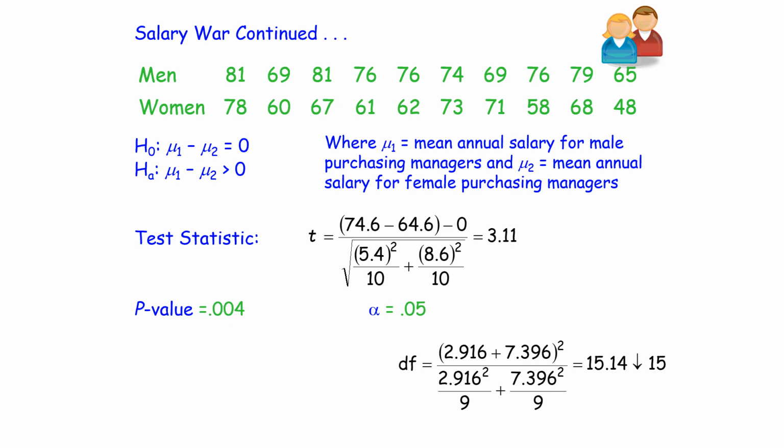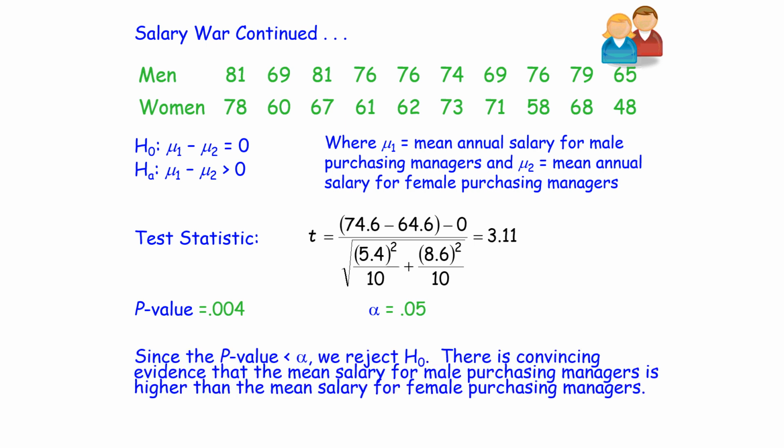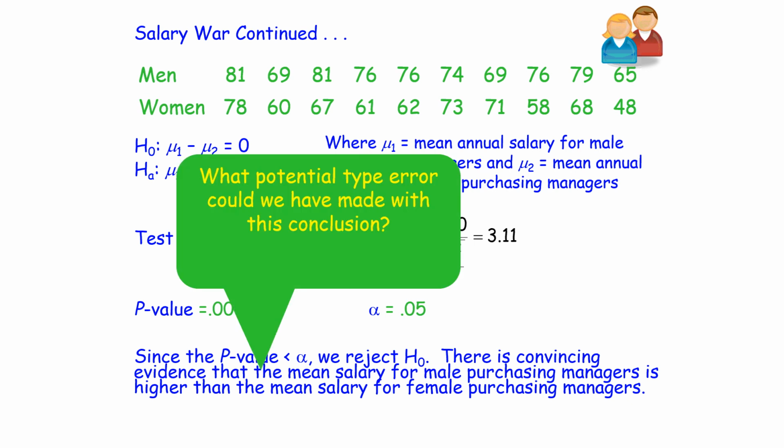When we compare that with our alpha, we see that our p-value is less than our alpha. So since the p-value is less than alpha, we reject our null hypothesis. There is convincing evidence that the mean salary for male purchasing managers is higher than the mean salary for female purchasing managers. Now, what potential type of error could we have made with this conclusion? A type 1 error.